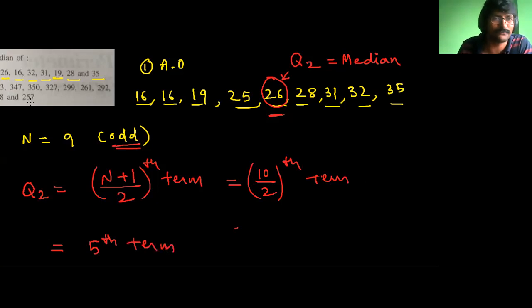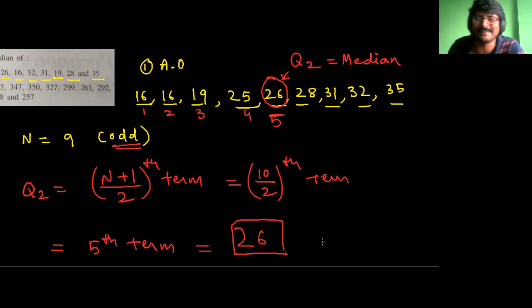From where are we going to check the 5th term? From here or from this ascending order? Of course from the ascending order. So 1, 2, 3, 4, and this is your 5th term. That's the reason we circled it. 26 is called the median. I hope you understood that. It's super duper simple. When it is an odd number of observations, it's very easy.